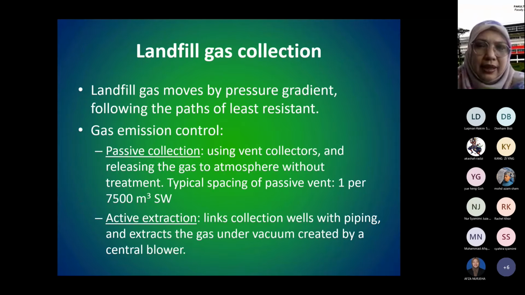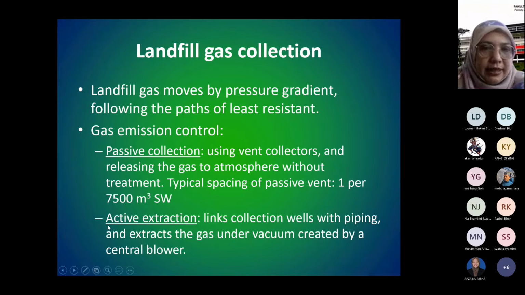Okay, so how do we collect landfill gas? Landfill gas moves by pressure gradients, following the path of least resistance. Gas emission control can be done by passive collection, meaning using vent collectors and releasing the gas to the atmosphere without treatment. The typical spacing of passive vents is one per 7,500 cubic meters of solid waste, around 5,700 cubic meters, then one passive vent can be provided.